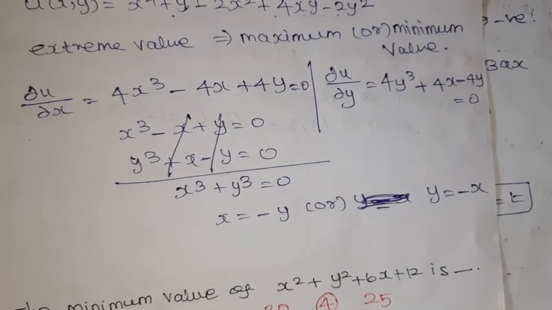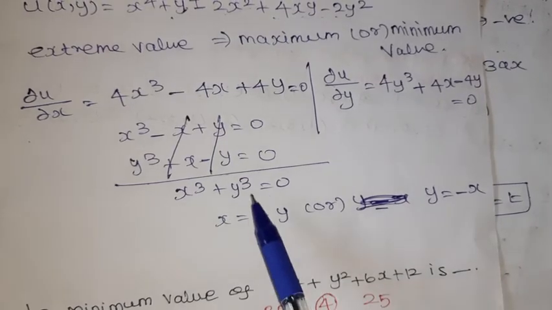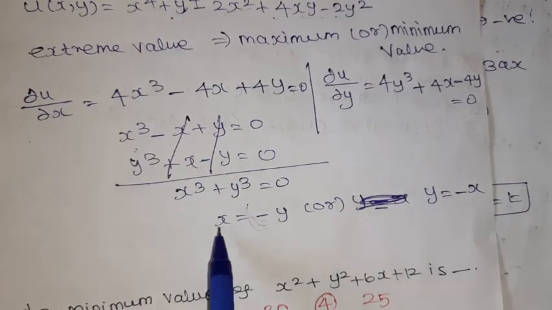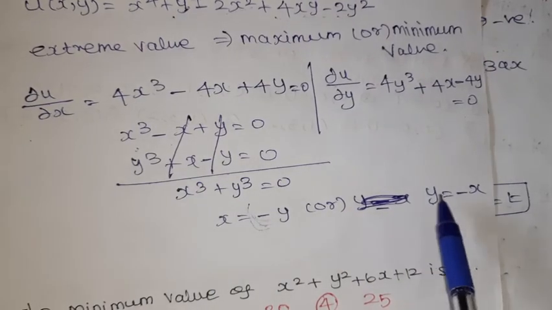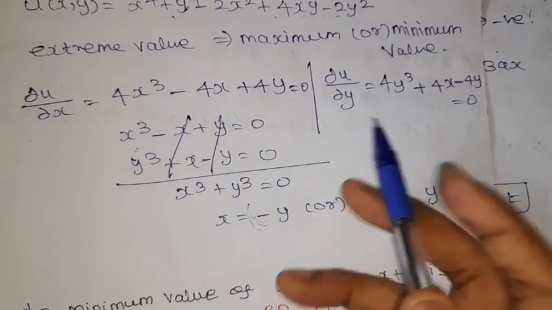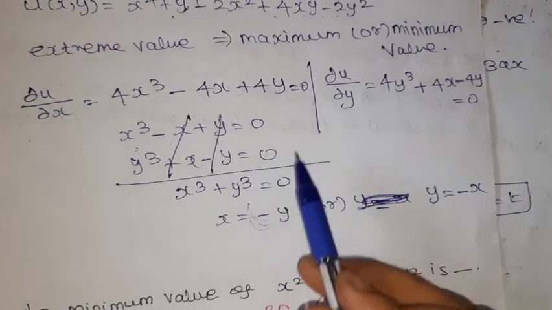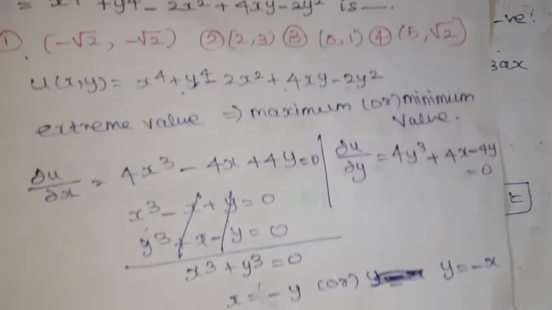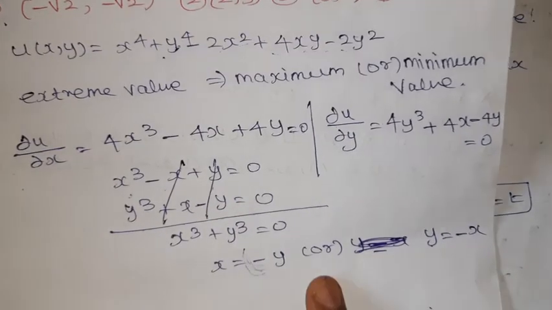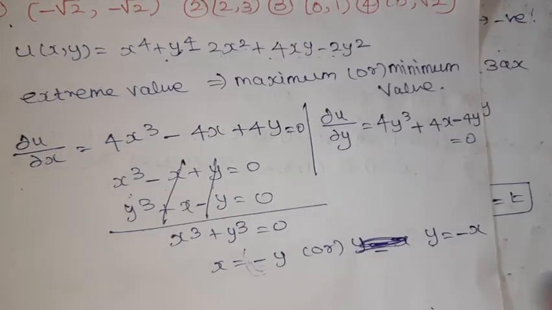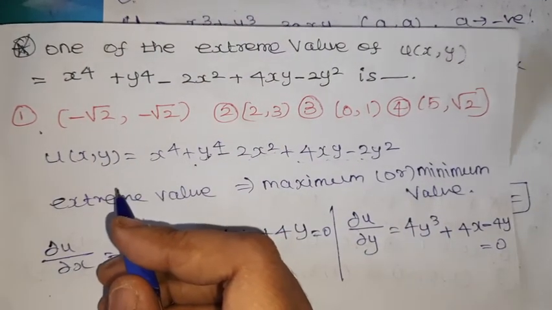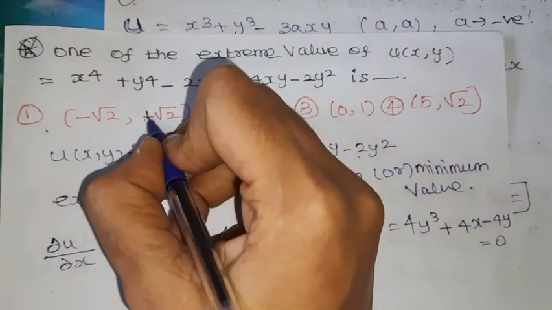From this, substitute in that equation and we can find the x value. Instead of y, substitute minus x here, and we can find the point and the y points also, or we can find it from the options. So x should be minus of y. From these options, this is the wrong option, I think, minus 2 plus 2.